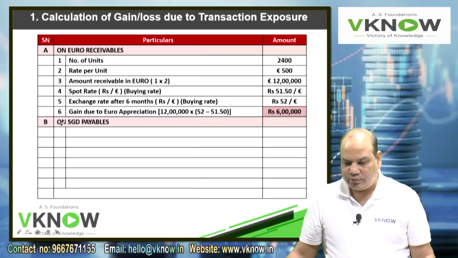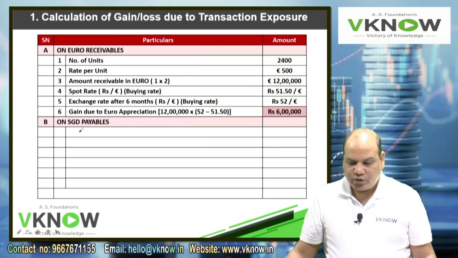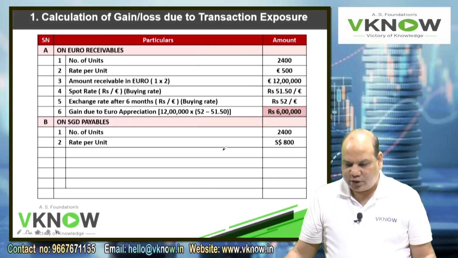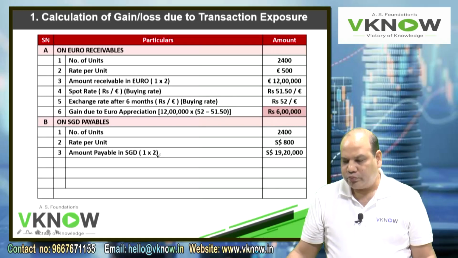Point number B, on SGD payables, Singapore dollar. Again write down number of units 2400, rate per unit Singapore dollar 800, amount payable in SGD, 1 into 2 is Singapore dollar 19,20,000.